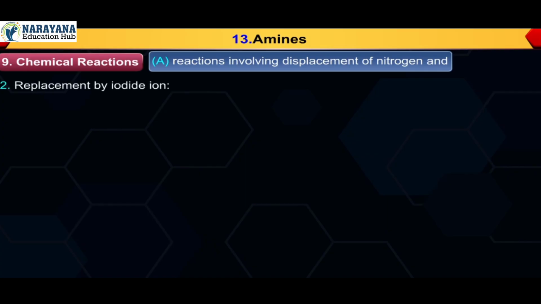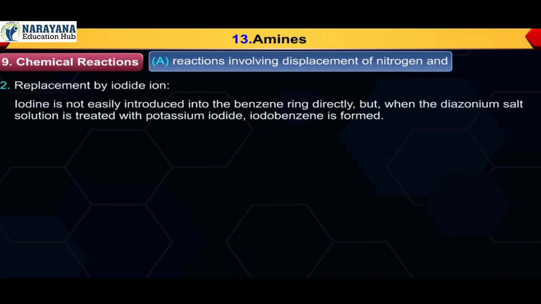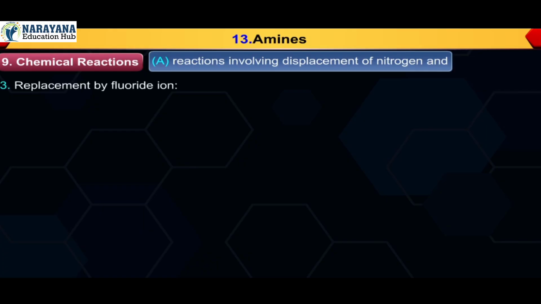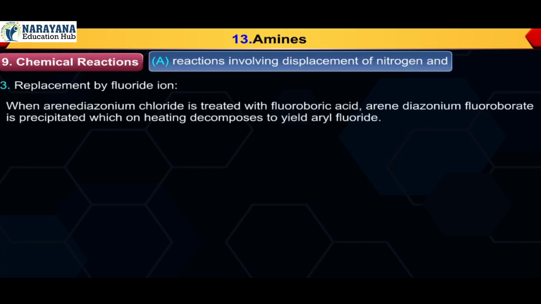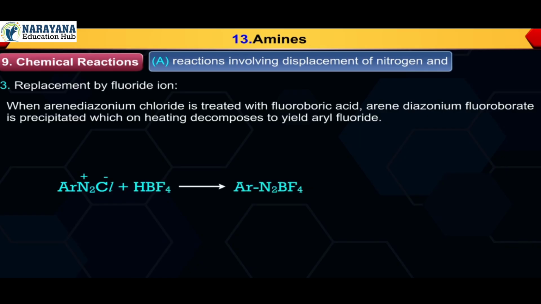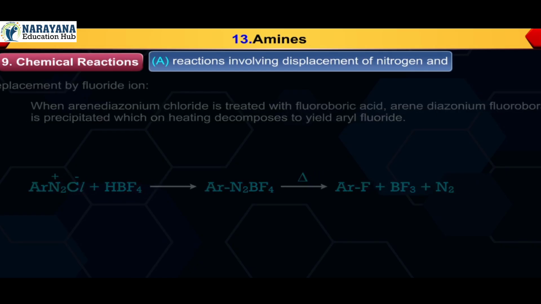2. Replacement by iodide ion. Iodine is not easily introduced into the benzene ring directly, but when the diazonium salt solution is treated with potassium iodide, iodobenzene is formed. The equation is as follows. 3. Replacement by fluoride ion. When arene diazonium chloride is treated with fluoroboric acid, arene diazonium fluoroborate is precipitated, which on heating decomposes to yield aryl fluoride. The equation is as follows.